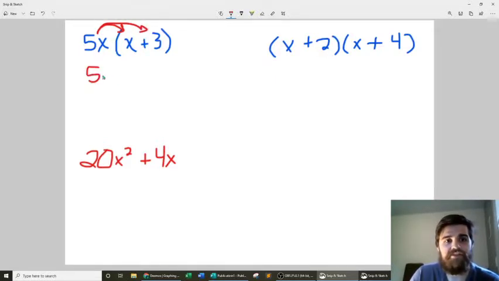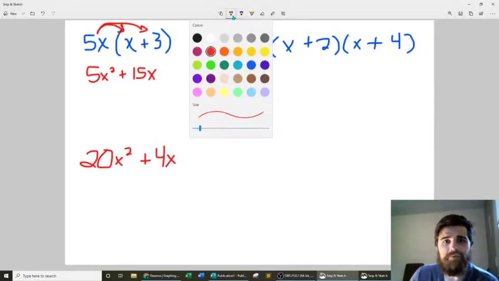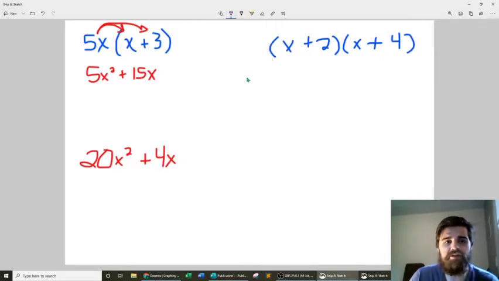So 5x times x becomes 5x squared. 5x times 3 becomes 15x. So this is something we are pretty good at. We've been doing this for a while. And starting at this point, we're going to start thinking about this process backwards. Can we start from a standard form polynomial and factor it out? Can we sort of do this process backwards? So let's see if we can do that.